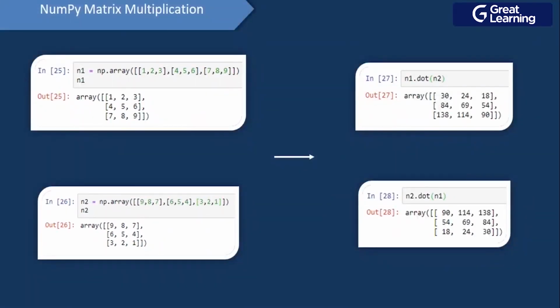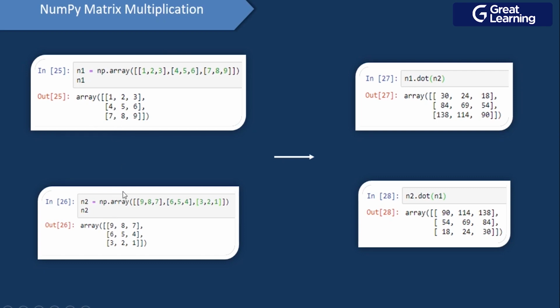Now we'll see how to perform the dot product of two matrices. So over here we have N1 where we have the elements starting from 1 going on till 9. Then we have N2 where we have elements starting from 9 going on till 1. Now if we perform the dot operator on this, which is basically matrix multiplication, this is how the multiplication happens. The multiplication is row by column, which would basically mean, so here we have 1, 2, 3, here we have 9, 6, 3. So it will be 1 into 9 plus 2 into 6 plus 3 into 3, which will give you a result of 30. Then again we'll have row by column.